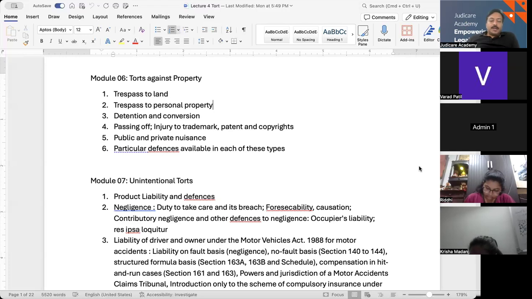A famous case law is Rylands versus Fletcher. R-Y-L-A-N-D-S, Rylands versus Fletcher.